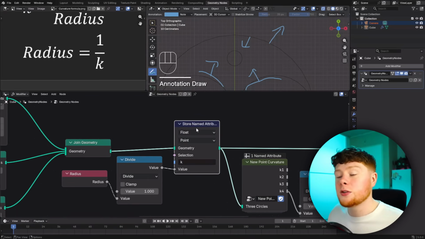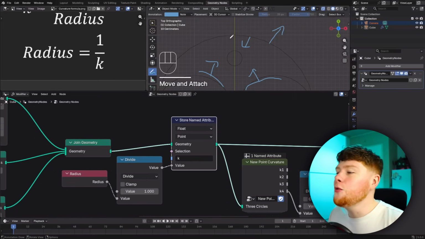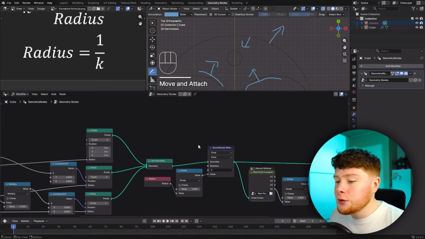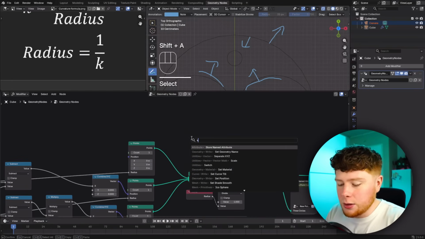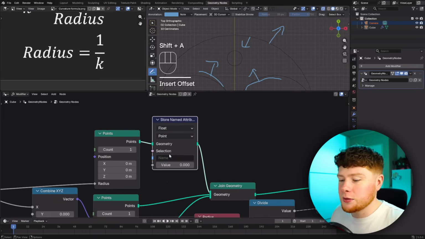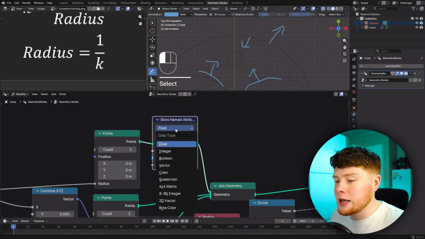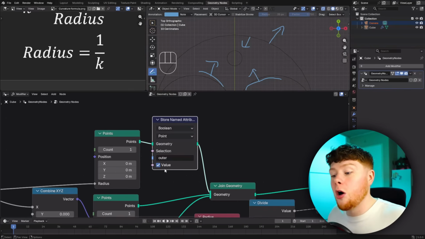So basically we want to flip this equation only for the outer circle. And to do this, we first have to tell Blender which circle is the outer circle. And that we're going to do with a store named attribute node. Set this on outer, and let's also set this on Boolean, and let's turn it on, of course, so that we tell Blender this is the outer circle.